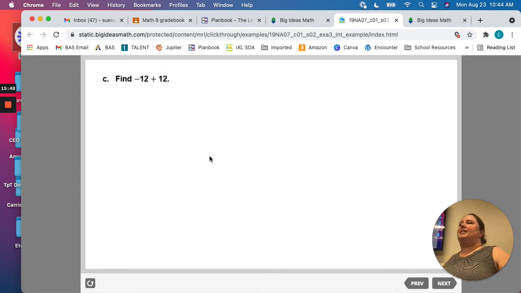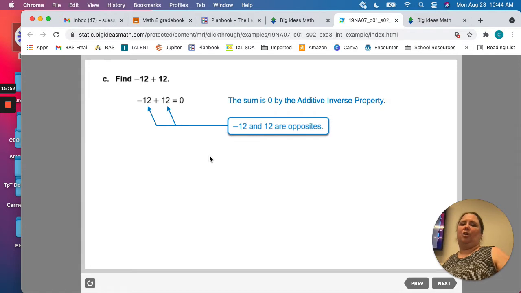Okay, so when it's the additive inverse, what's the answer? 0. The answer is always 0. Good.